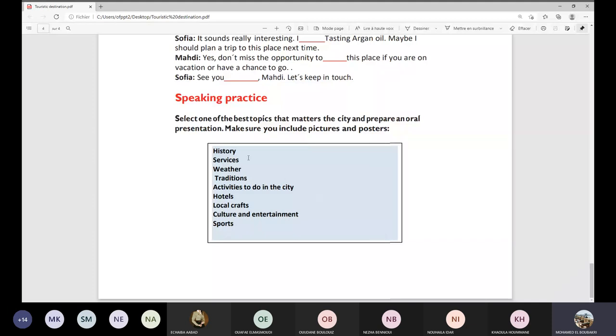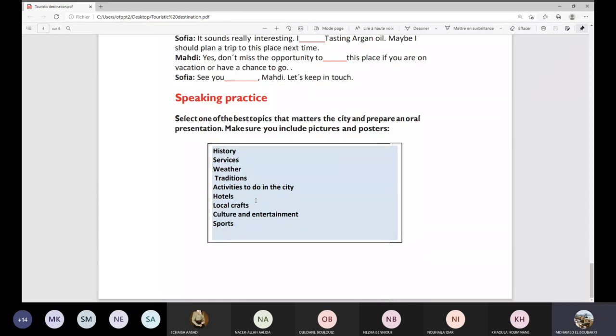So we have, for example, history. One of you can talk about history briefly, as it is in the text, maybe adding some information, but I'd like you to be sure of it, and if you have some resources that you base your work on. Services, you can talk to us about services offered. The weather, you can also describe in a few sentences the weather in different seasons, as you live, of course, a long time in the town. Traditions, you can choose one or two traditions, especially some that are not very known, and you share them with colleagues. Then activities to do in the city, you can choose two or three activities and talk about them.